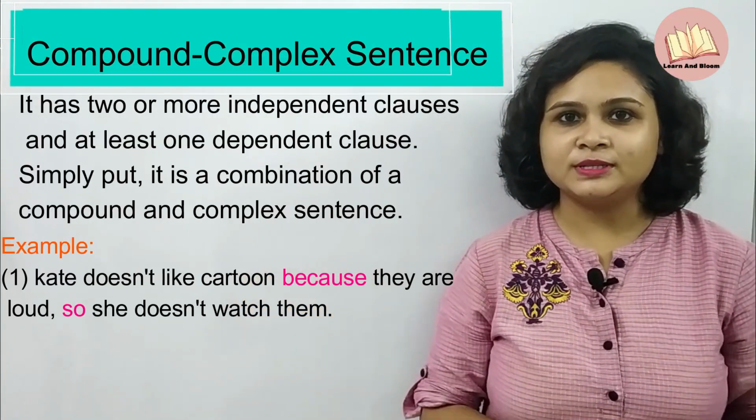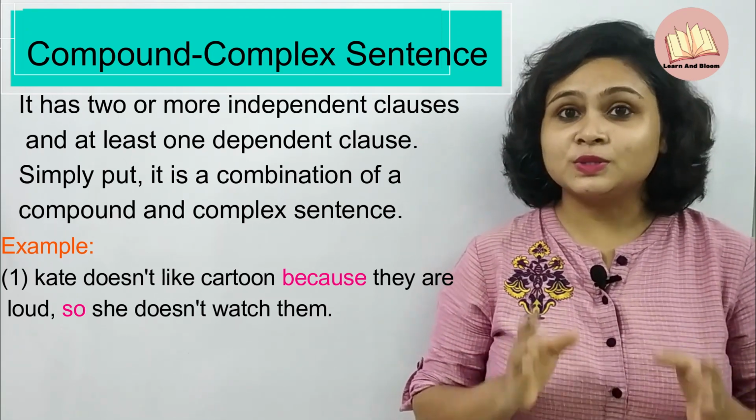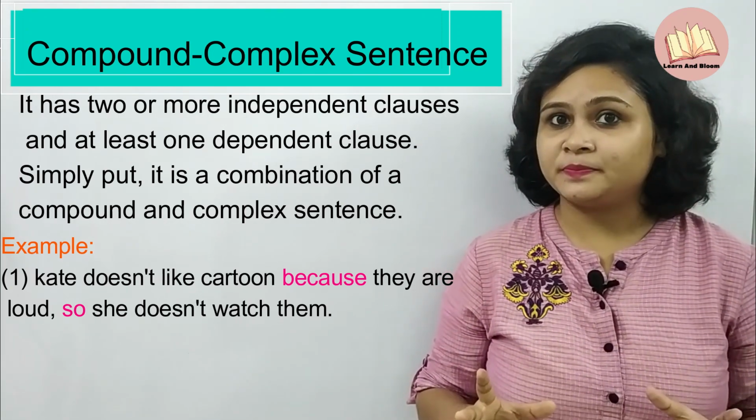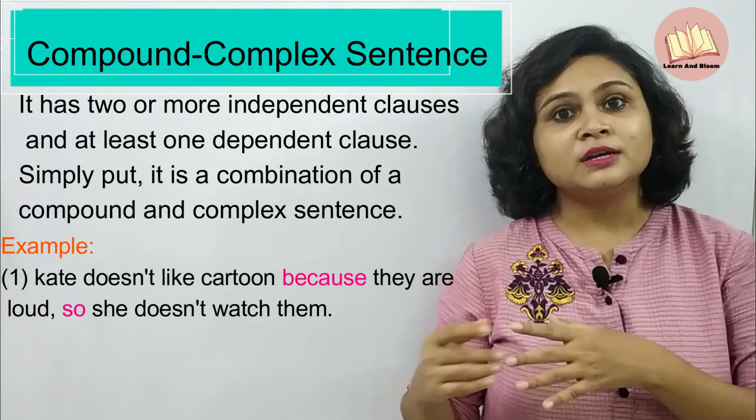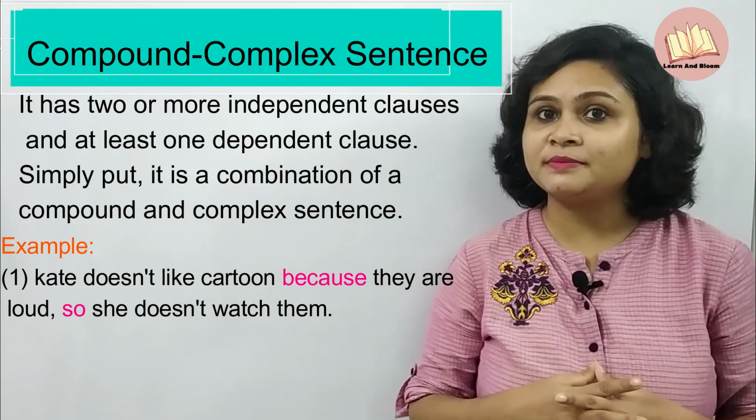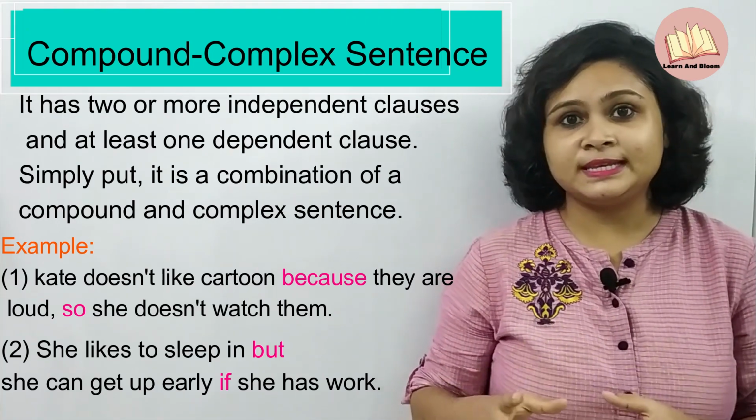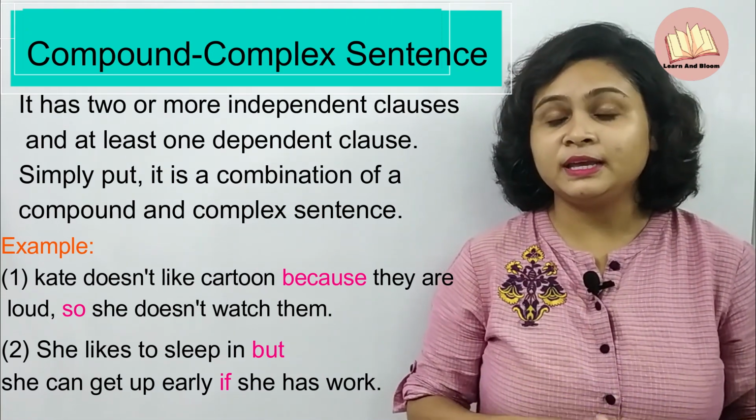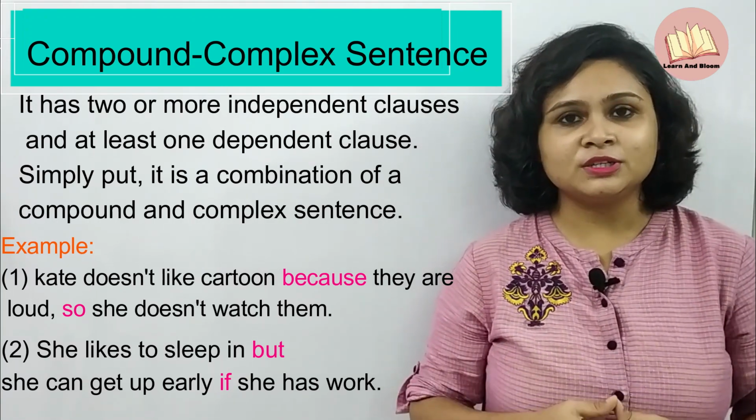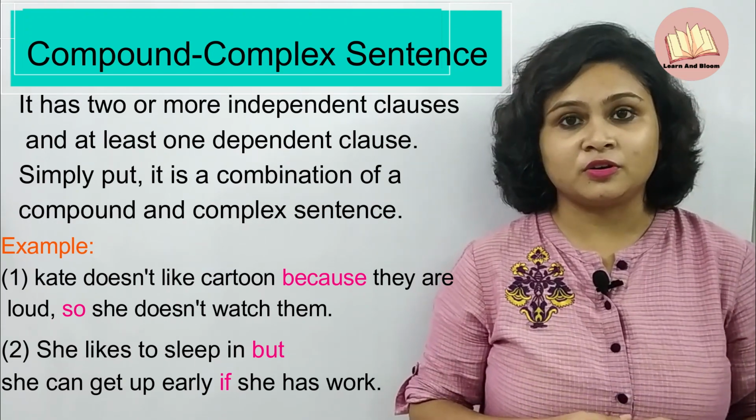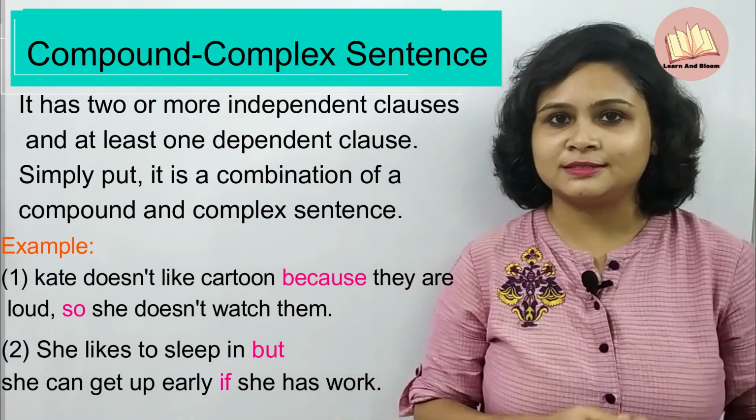Now see the examples. Kate doesn't like cartoons because they are loud, so she doesn't watch them. Here we can find there are two independent clauses and one dependent clause and we are connecting them by a comma. And the second one: she likes to sleep but she gets up early if she has work. It also has two independent clauses and one dependent clause. So we have these examples of compound complex sentences.